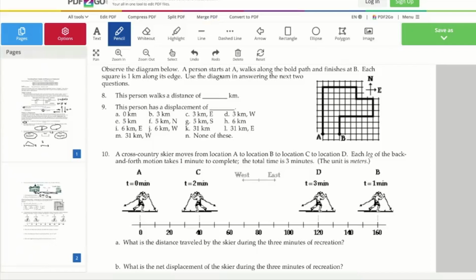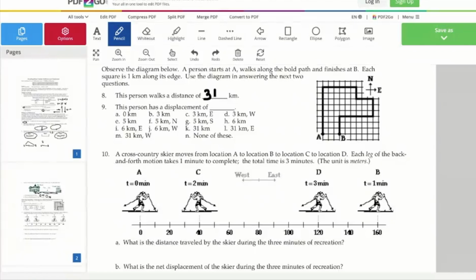For those who got 31 kilometers, that's correct, because there's just 31 little squares that we have to count. It's probably hard to see, so it's not that big of a deal if you got it wrong. It is like a perimeter.